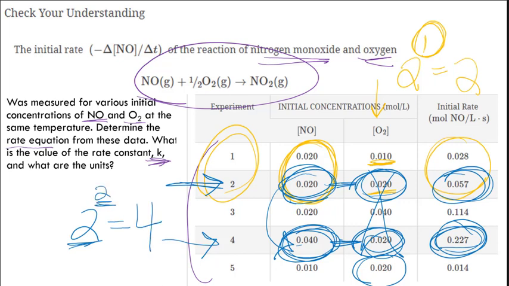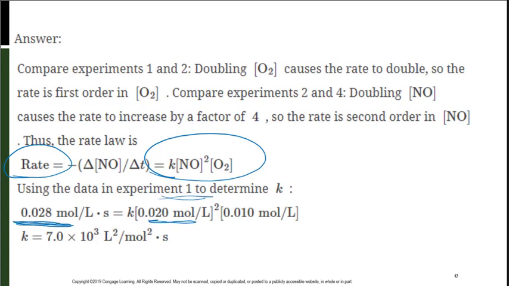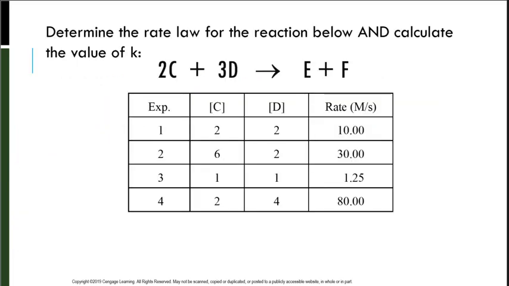So 0.227 divided by 0.057 is 4. So 2 raised to the second power, so it would be second order with respect to NO, first order with respect to oxygen. So my rate law would be rate is equal to K times NO to the second order times oxygen to the first order. We're going to use data. We just chose experiment 1, so I'm going to put in the rate from experiment 1 and the concentrations from experiment 1, square my 0.02, times it by 0.01, divide both sides by my answer, and I would get K is equal to 7.0 times 10 to the third liters squared per mole squared seconds.